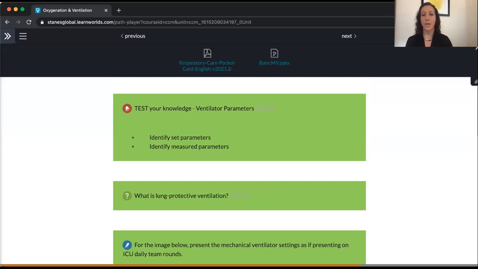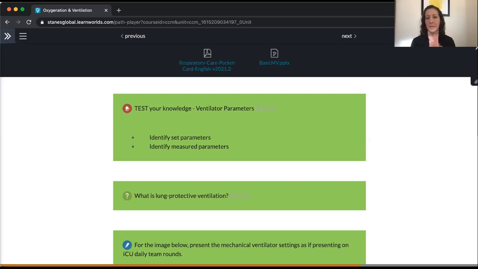Okay. Now in the chat box, tell me, what is lung protective ventilation? What does that mean? Even one person can answer. Great, thank you, Dr. Amos.